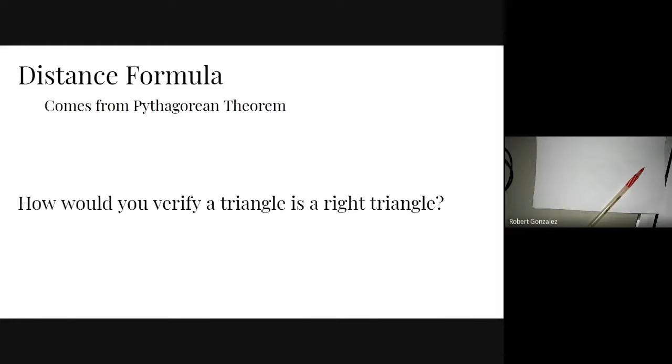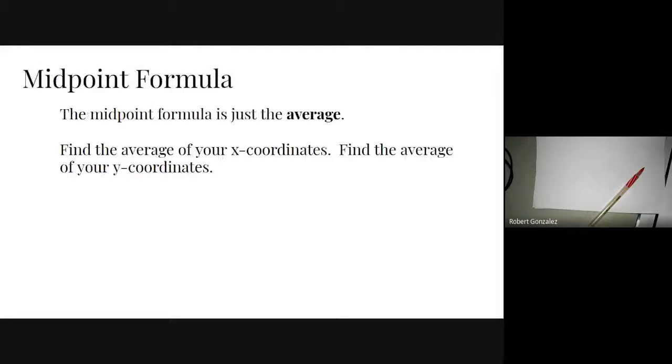How would you verify a triangle is a right triangle? Well, you can use the distance formula on the three different sides and show that it fits the Pythagorean theorem. Be sure your longest distance is your hypotenuse when you test it. The midpoint formula. Let's read this. The midpoint formula is just the average. You find the average of your x coordinates, you find the average of your y coordinates.